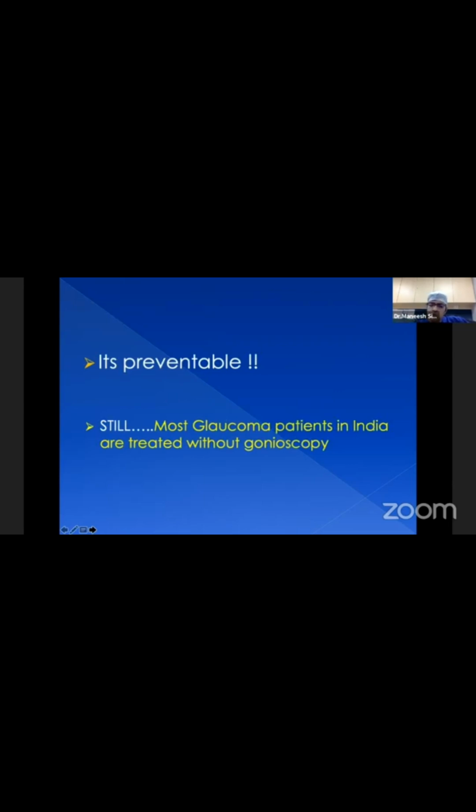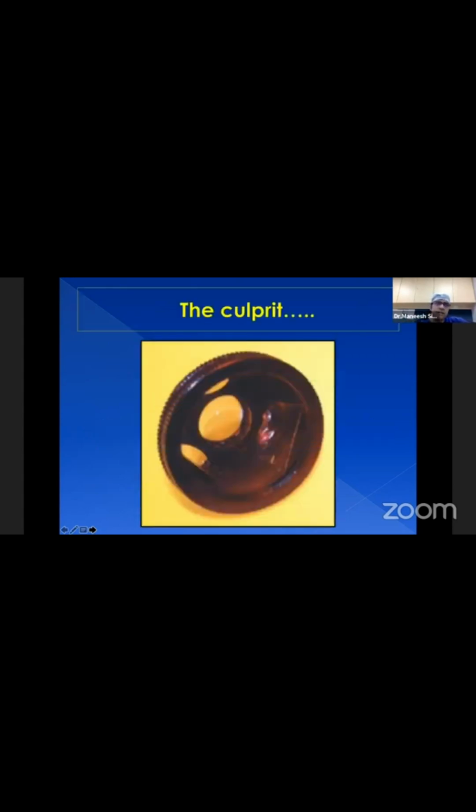If we do a timely gonioscopy, we detect closed angle, we do an iridotomy, most of these patients will never develop angle closure glaucoma. So this is one type of blindness which can actually be prevented. But we are having so many webinars, so many meetings. Still, I believe most patients in India are still treated without gonioscopy, and there are multiple reasons for it.